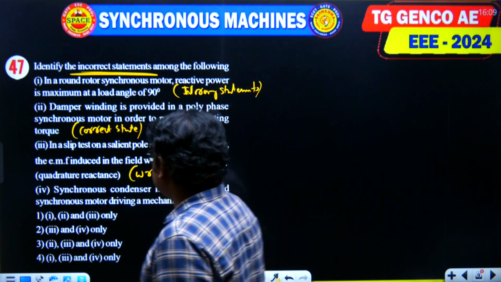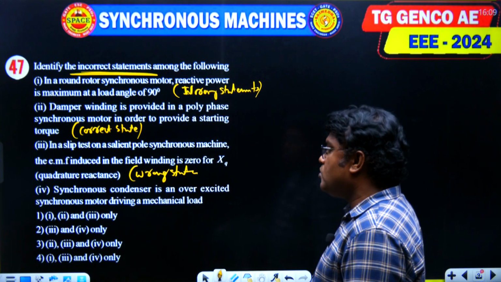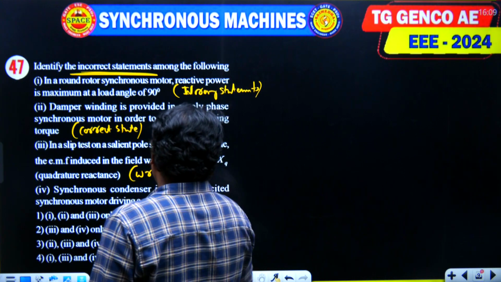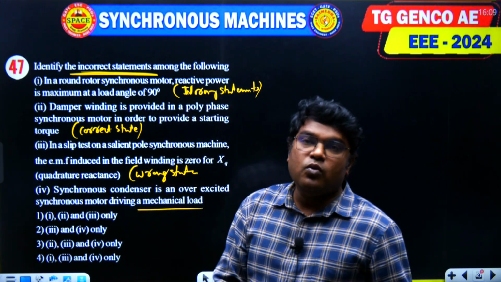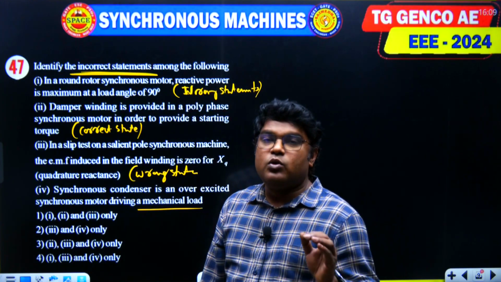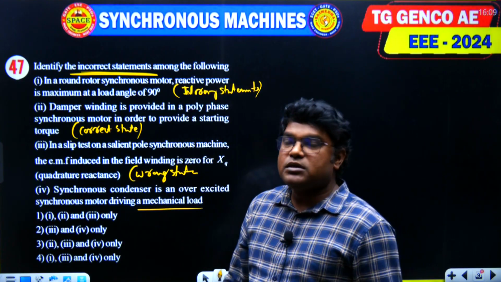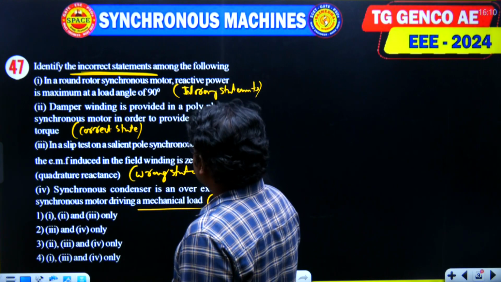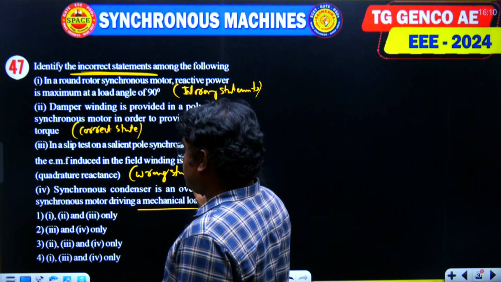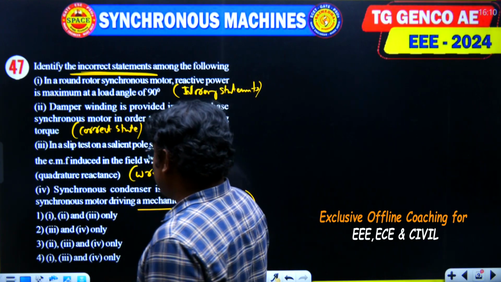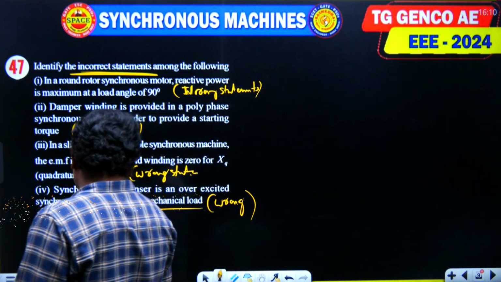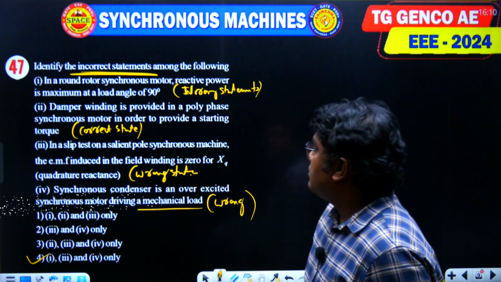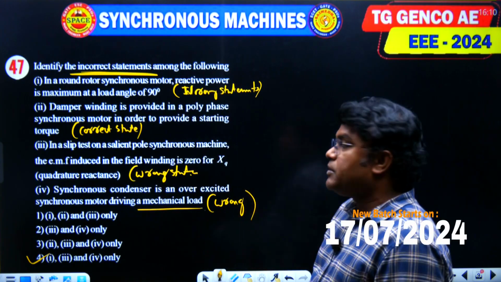And next one, synchronous condenser and over excited synchronous motor driving the mechanical loads. Actually, an over excited synchronous motor without any mechanical load is known as the synchronous condenser. So that is why this statement is wrong. Now, what are the wrong statements? 1, 3 and 4 are the wrong statements for this question, and the second statement is correct.